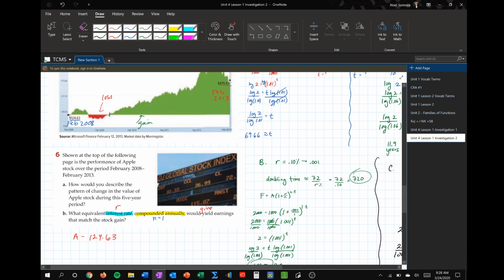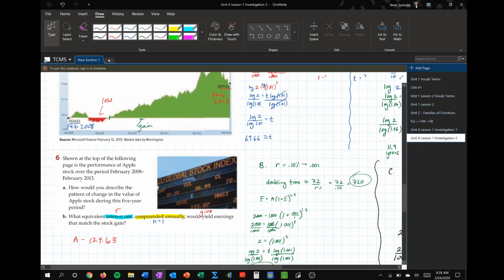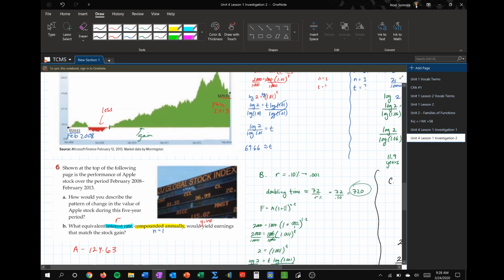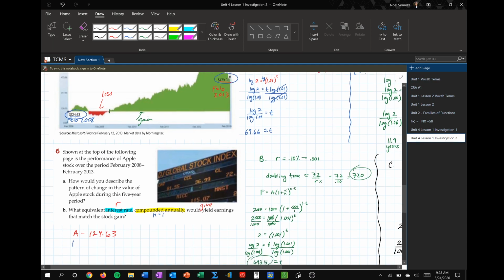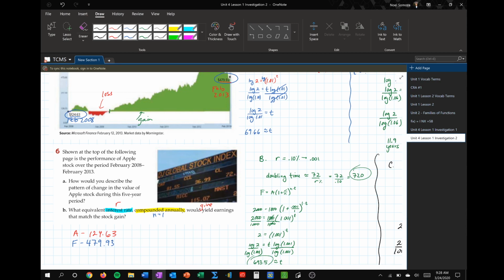And then finally, because it's asking what rate would give you an earning that matches the stock gain, well, you have to assume that you start here in February 2008 with this value, and then you end with this value. Okay, so essentially you're being given the final value, which is $479.93. So basically everything that you need in order to solve this problem is given to you. You just have to know where to plug it in.